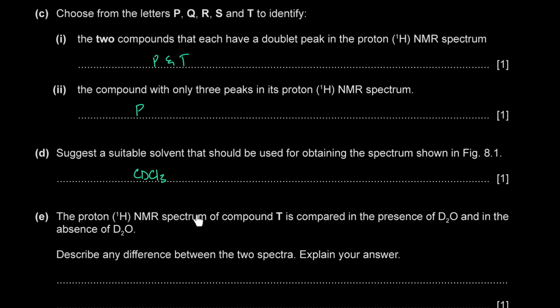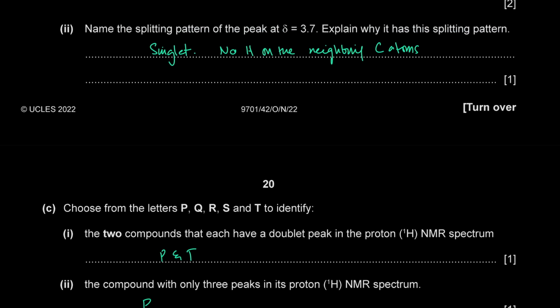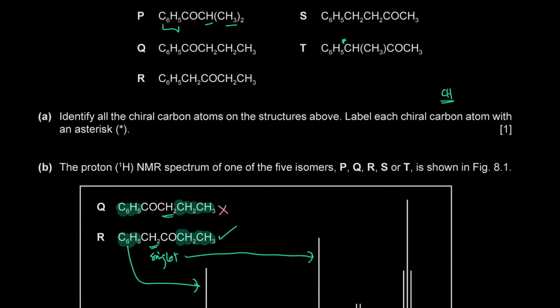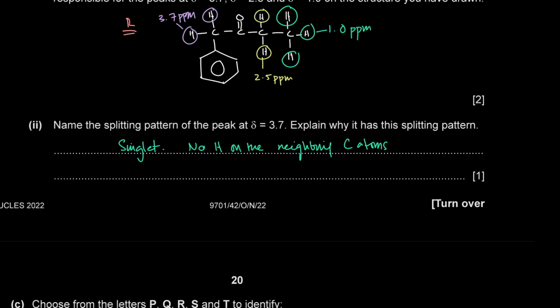The proton NMR spectrum of compound T is compared in the presence of D2O and in the absence of D2O. Describe any difference between the two spectra. Explain your answer. So D2O reacts with labile protons, an NH or an OH proton. These undergo proton exchange, where the hydrogen 1 is replaced by a deuterium. Now, does compound T have an NH or an OH proton? It doesn't have an NH or an OH proton, so therefore there will be no difference in the spectra.